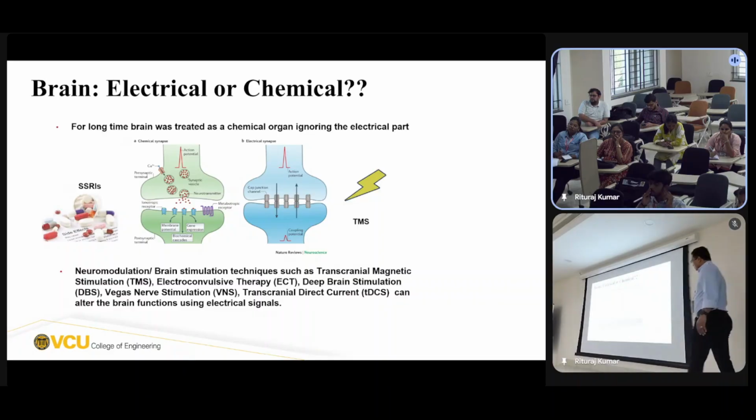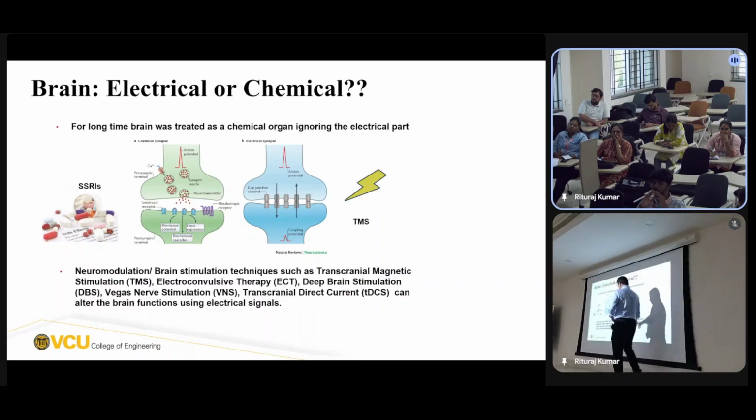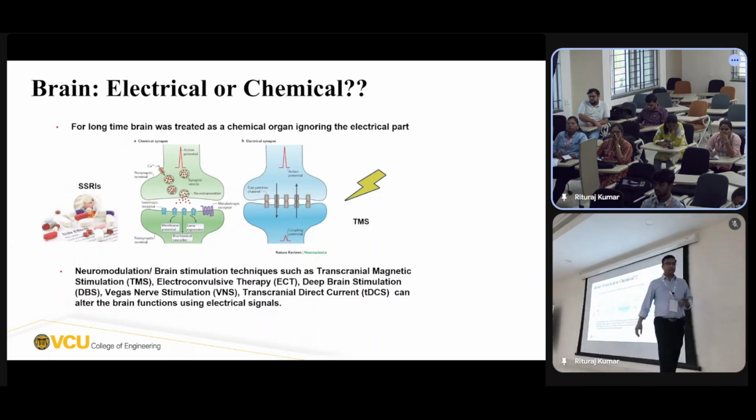There are several techniques. Transcranial magnetic stimulation is one technique, where I work, and that uses magnetic fields applied to the brain to make the neurons fire. Electroconvulsive therapy we talked about, and then there is deep brain stimulation, vagus nerve stimulation, and transcranial direct current stimulation. These are all different brain stimulation techniques.